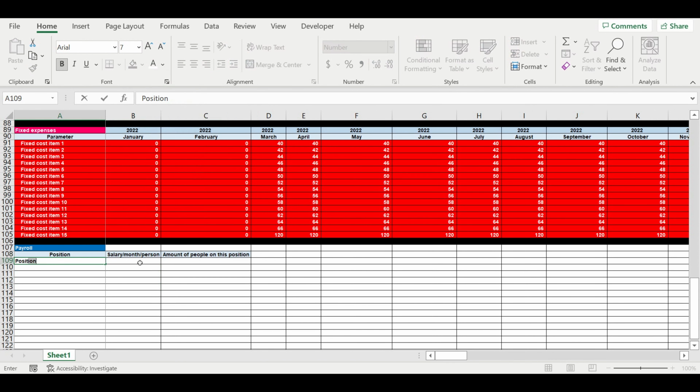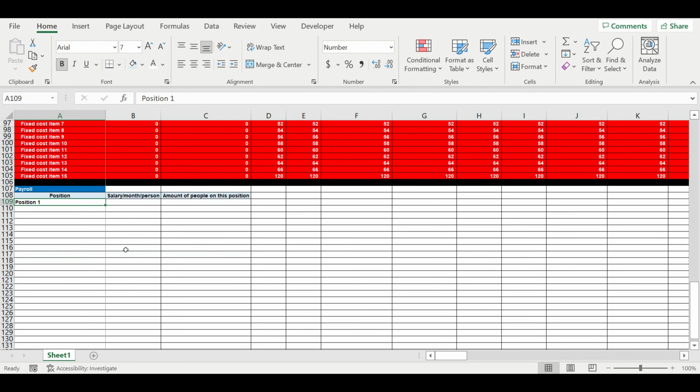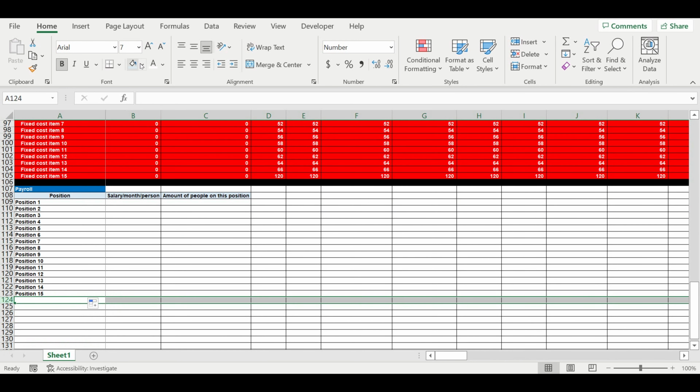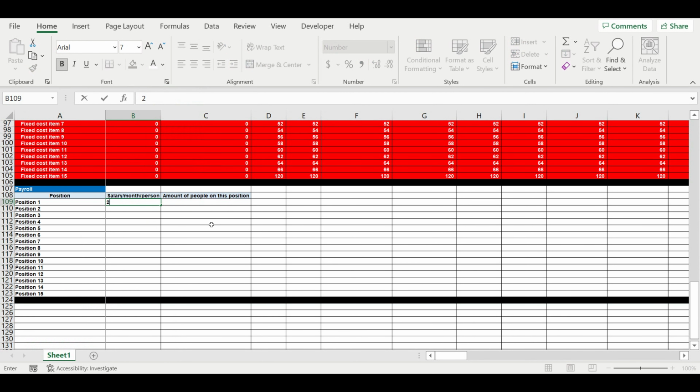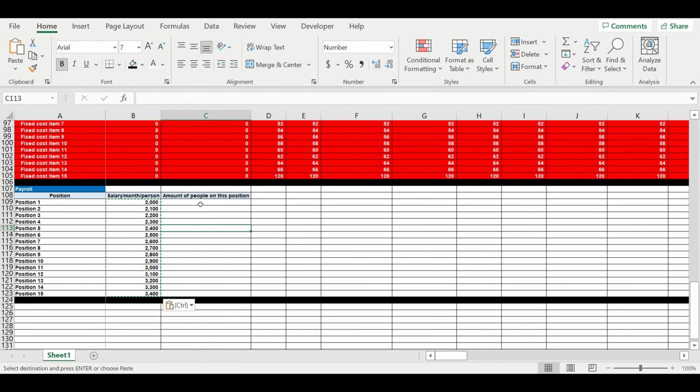So position one, let's say here will be the list of positions, like CEO, like managers, like salespeople, like everyone you have. Here we have the salary of one person on each position. Here I will place the amount of people on each position. Then we have payroll totals, dollar per month.